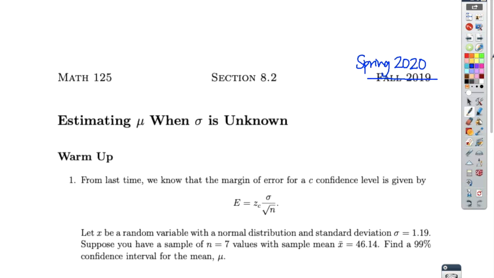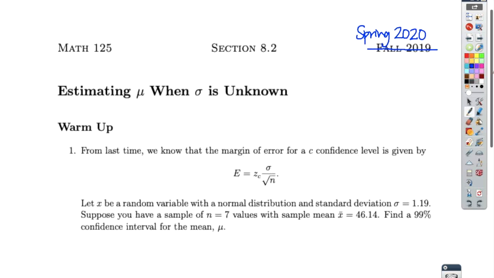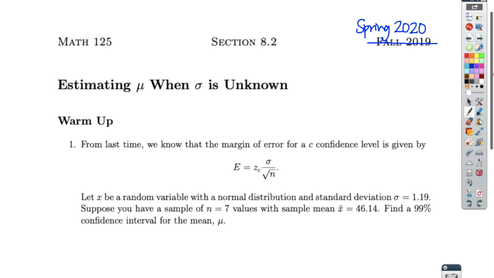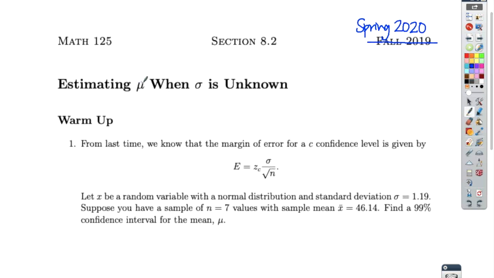So essentially this is almost the exact same lesson as the one that we did last time in section 8.1, with one pretty significant difference. This time we're going to assume that sigma, the standard deviation, is not known. So last time we were estimating mu when sigma was known. This time we're estimating mu when sigma is unknown.